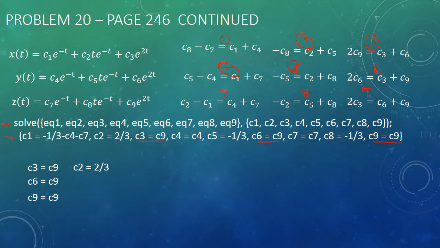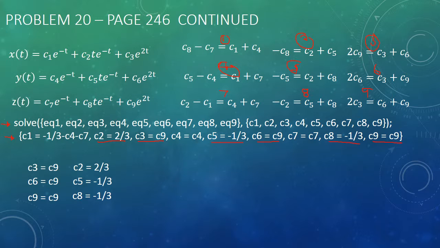My next one gives me C2 has to be 2/3, C5 has to be a negative 1/3, and C8 has to be a negative 1/3. So I can put those in there. So I've eliminated 3 more coefficients. So I've taken 6 equations so far, and I'm down to 1 coefficient. I've only got 4 left.